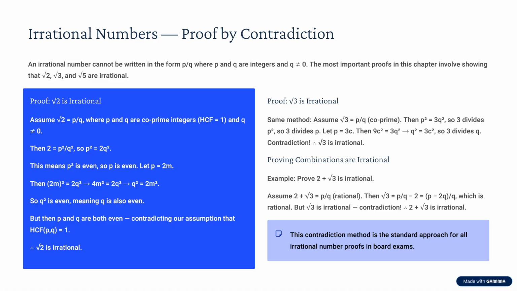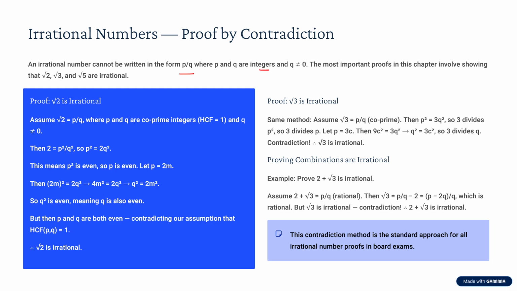So now coming to the irrational numbers, and this is a proof by contradiction. Any rational number can be written in the form of p by q, and p and q are integers and q should not be equal to 0. The most important proofs in this chapter, I'll be showing you: root 2, root 3, root 5 are irrationals. A repeated question in the exams. So in exams they ask proof. These numbers cannot be written in the form of p by q. Any irrational number cannot be written in the form of p by q.